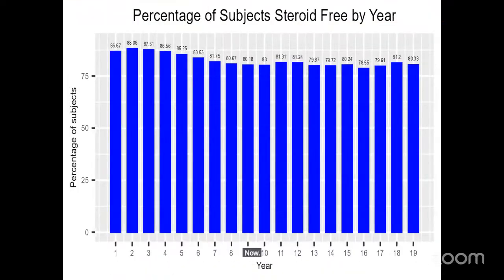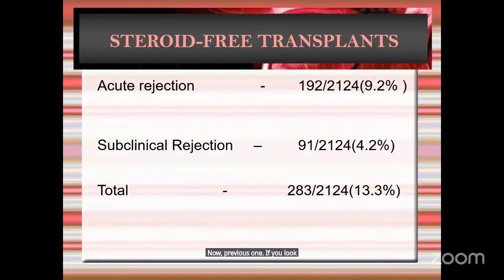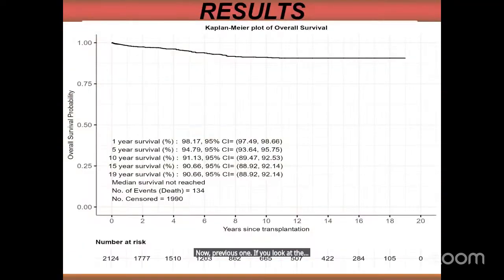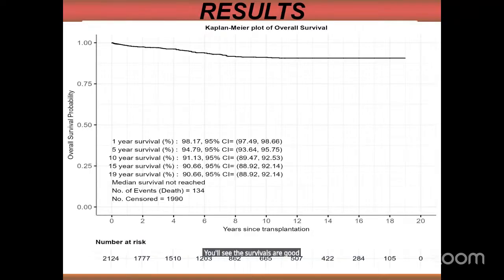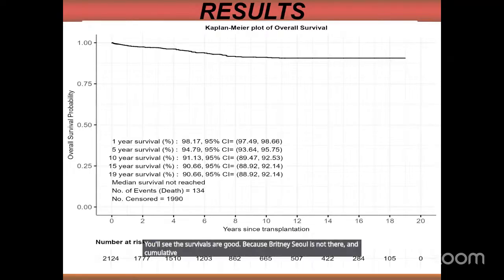Now, previous one. If you look at this slide, you realize most of the losses are in the first 5 years. After 7 or 10 years, it's a flat curve. You don't lose many patients in this protocol beyond 7-8 years. It's almost a flat curve. You see the survivals are good, because prednisone is not there and the cumulative dose of prednisone is less.